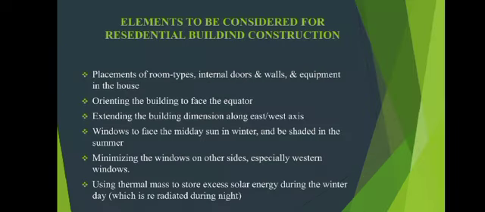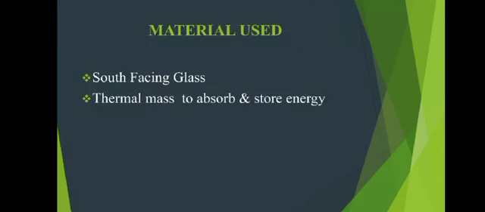Elements to be considered for residential building construction. Placement of room types, internal doors and walls and equipment in the house. Orienting the building to face the equator, extending the building dimension along the east-west axis. Windows to face the midday sun in winters and be shaded in the summers. Minimizing windows on other sides, especially western windows, using thermal mass to store excess solar energy during the winter days. And then materials used in passive solar building.